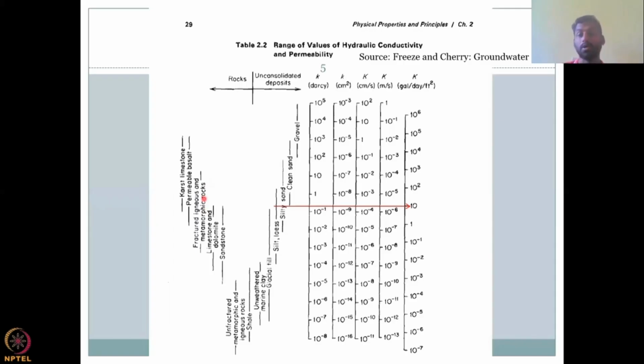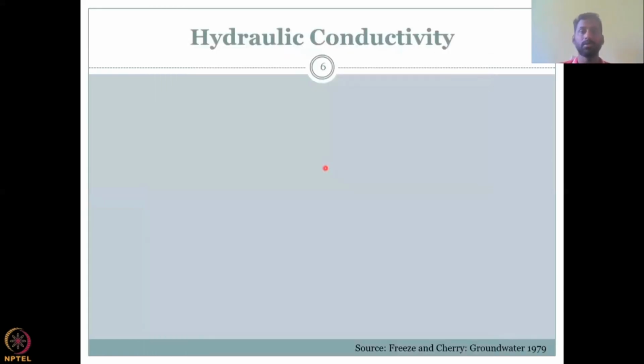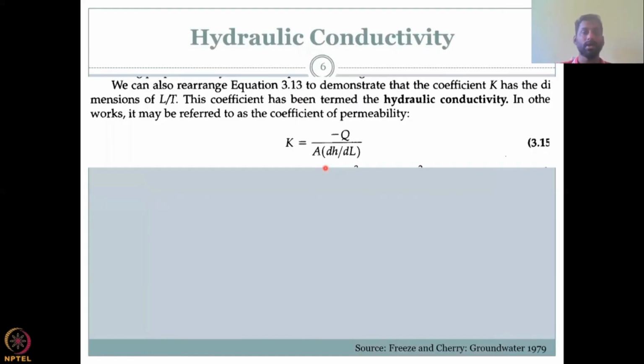So if you're using a groundwater model, the first thing it will ask is, is it water? The second thing is, what is the soil property? What is the type of soil? And what is the hydraulic conductivity? So even though there is a range, if you don't give the range, it will take the average value. So be careful about using hydraulic conductivity values in your model. So let's look at hydraulic conductivity in detail.